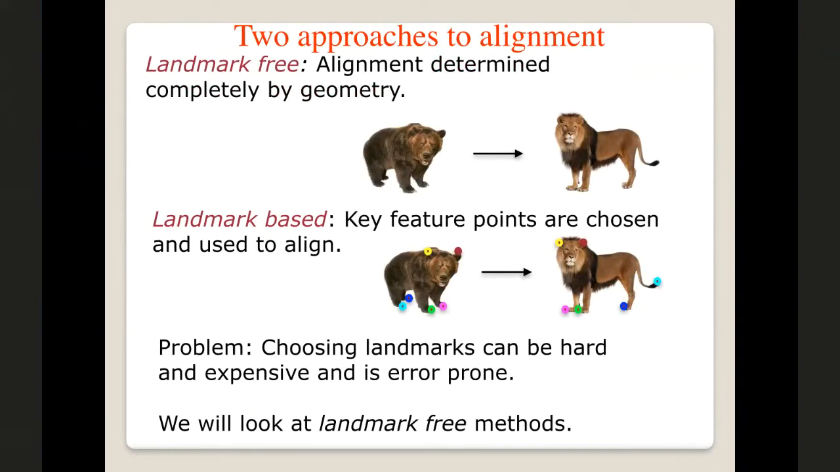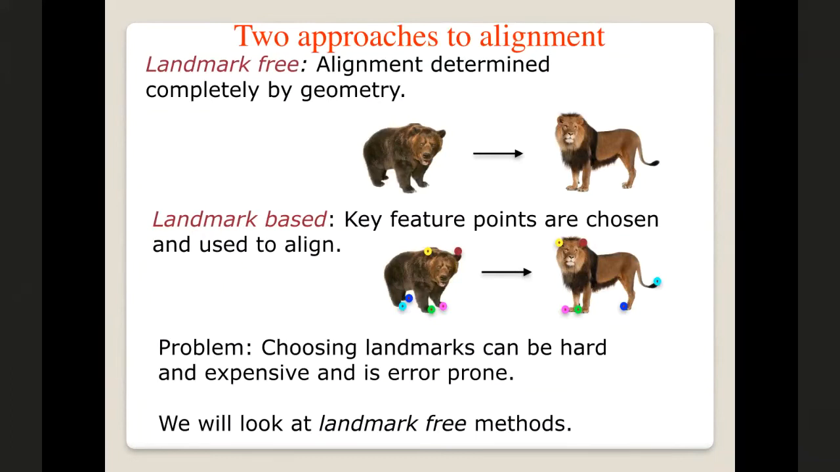There's two approaches to the alignment problem. One approach is landmark-free, and that's where you just use the geometry and no other information. And another one is landmark-based, where you identify certain additional pieces of information. For example, in trying to align this bear to this lion, you might pick out the points of the ear and the points of the feet and try and only look at alignments that take ears to ears and feet to feet. And that, in theory, would give you a more powerful method because it would, for example, stop some erroneous alignments to take a foot to an ear, say.